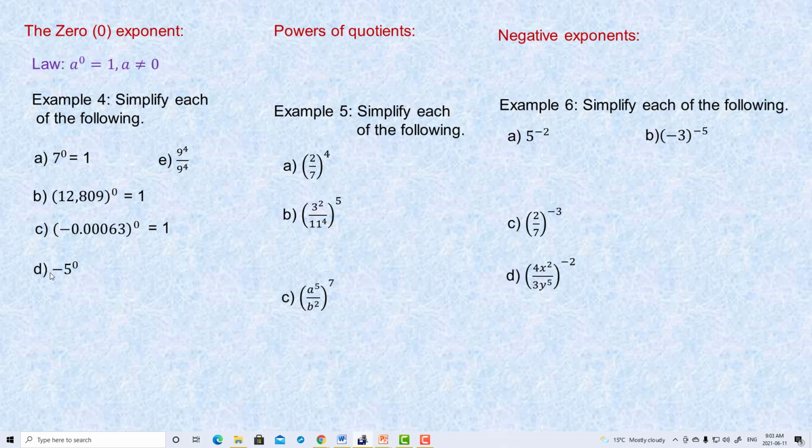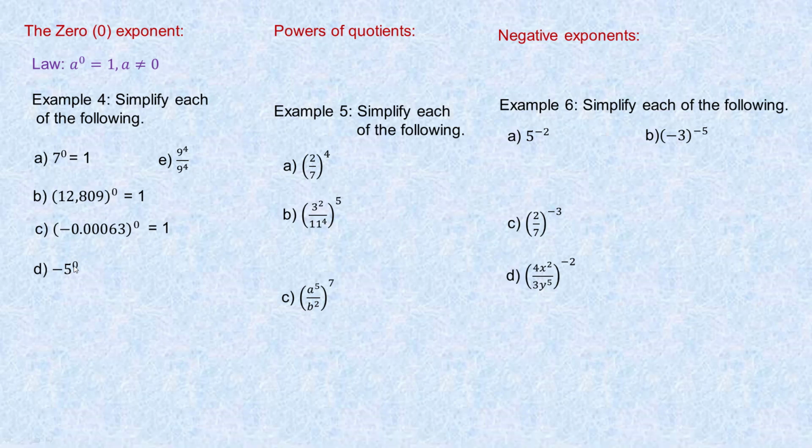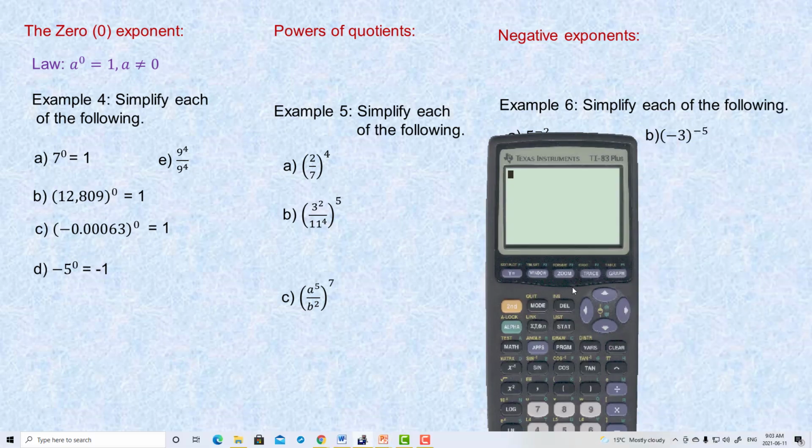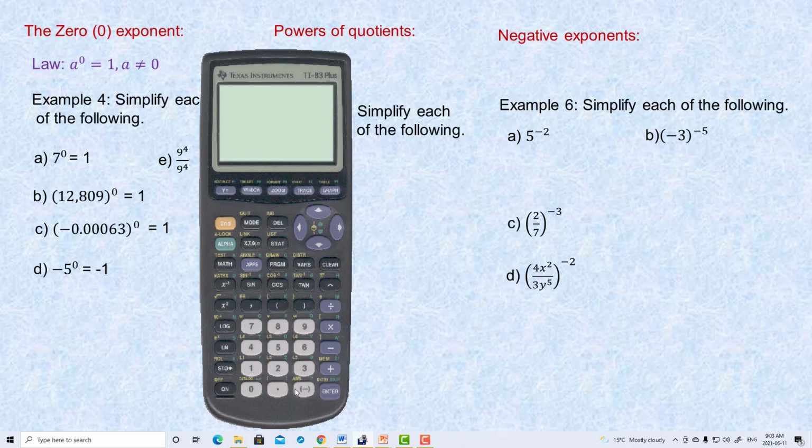Now this D one is a little bit different. You see, there's no brackets here, so it's only the 5 that's being raised to the exponent 0. So that part would be 1, and then this would make it negative. So that's negative 1. And I didn't do this as a separate example, but here's the negative 5 to the exponent 0. So there's the negative 1. If I put that negative 5 in the brackets, then I get positive 1 again. So that's the difference the brackets make.